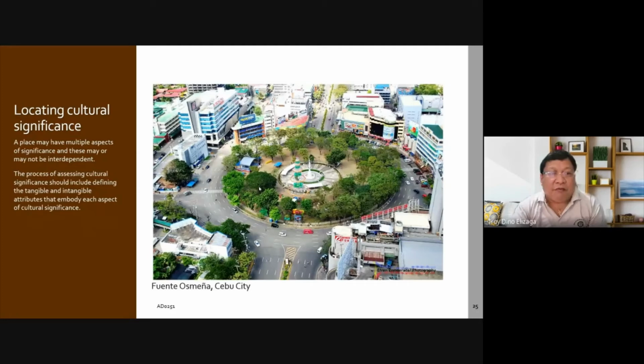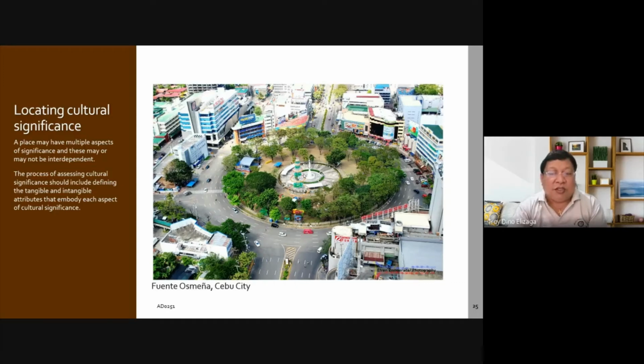A place may have multiple aspects of significance, and this may or may not be interdependent. So the process of assessing cultural significance should include defining the tangible and intangible attributes that embody each aspect of cultural significance. Again, the picture I'm showing is a very famous landmark in Cebu, the Fuente Osmeña.